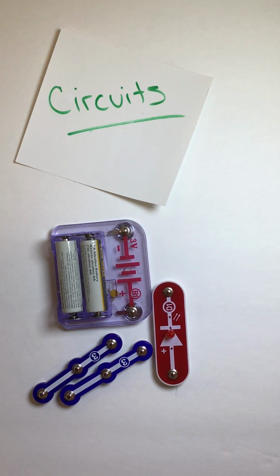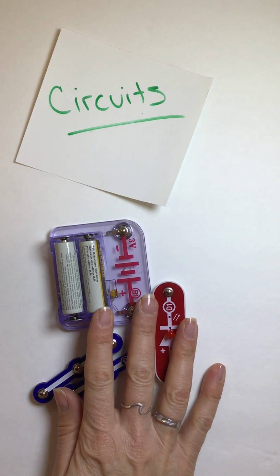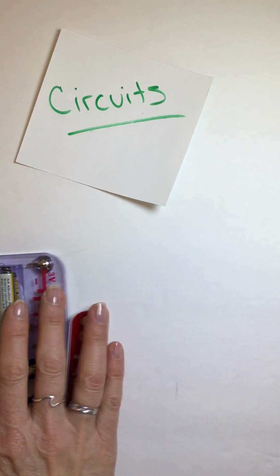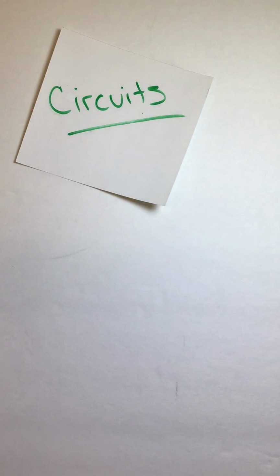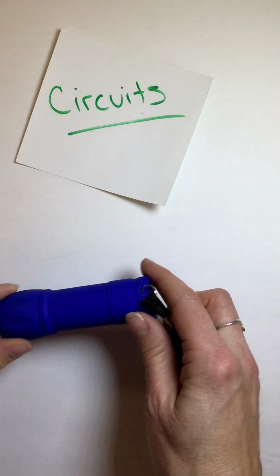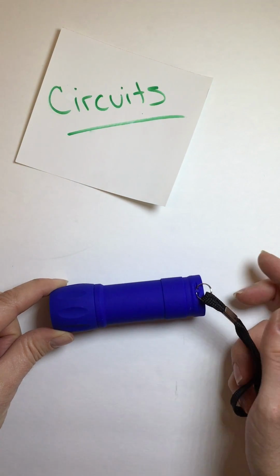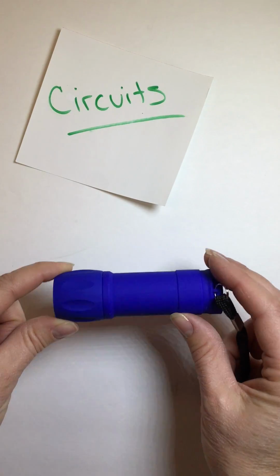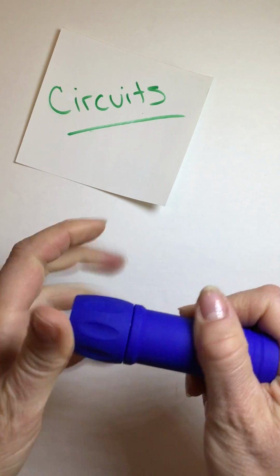Let's continue to talk about circuits. We've been talking about snap circuits, but now let's talk about some places that you might see electricity. So if you've seen one of these before, this is just a simple flashlight, but this is a circuit inside. So let's take a look at it.